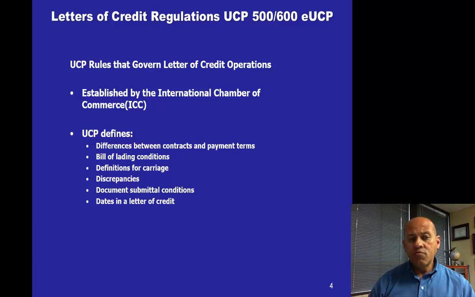The UCP rules were established by the International Chamber of Commerce, or the ICC, and the UCP helps define the differences between contracts and payment terms, bills of lading conditions, definitions for carriage, discrepancies, what those discrepancies are, document submittal, and what those conditions are under that document submittal, as well as the critical dates associated with a letter of credit.